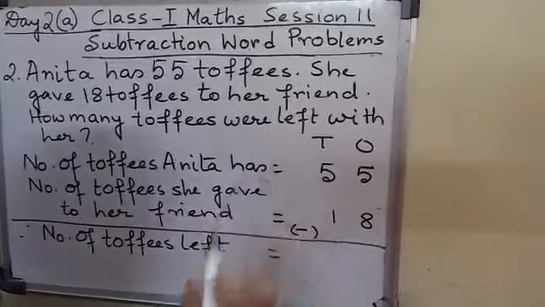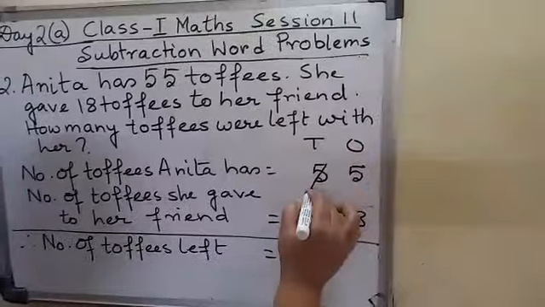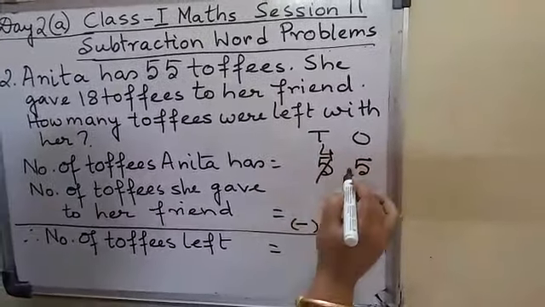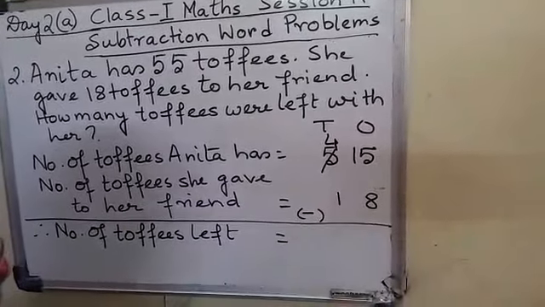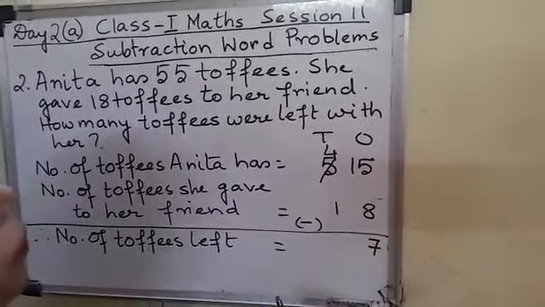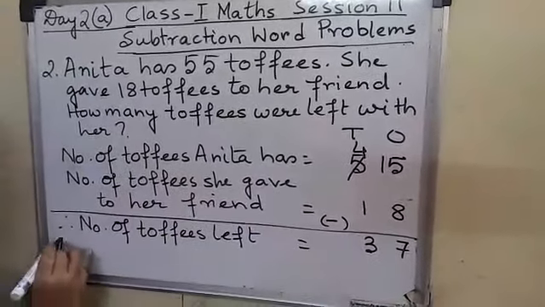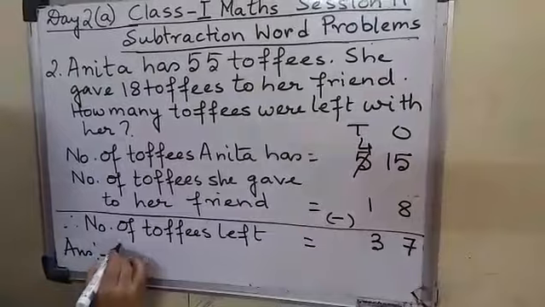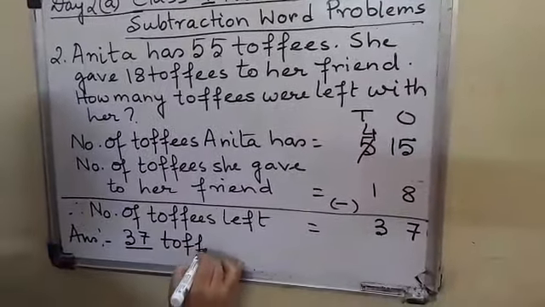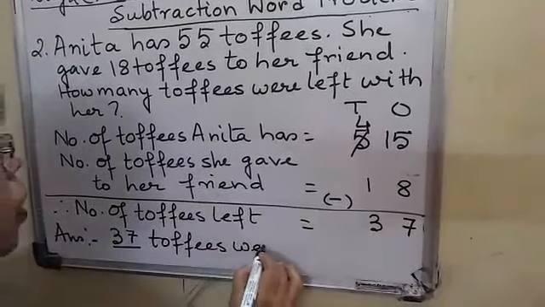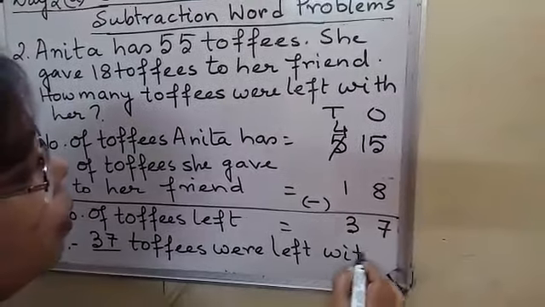Can you subtract 8 from 5? No. So what do you need to do? You need to borrow 1 from the tens place. So we borrow 1 and write down 4 here, and here we write down 15. So 15 minus 8 equals to how much? 7. 4 minus 1 equals to 3. So your answer will be 37 toffees were left with her.